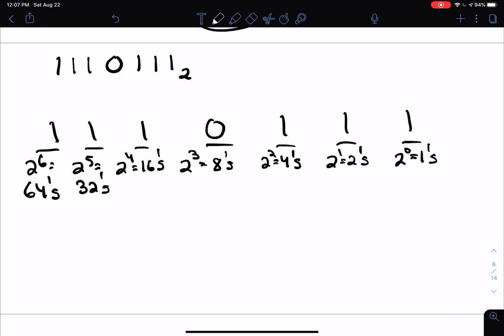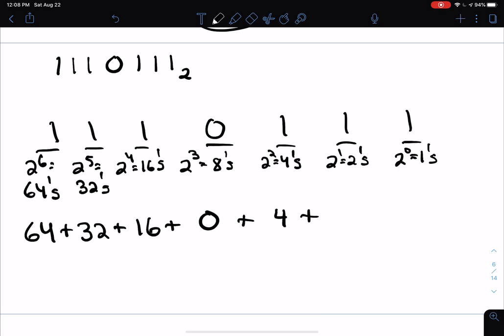All right, and since it's 1s and 0s, that gets really easy as far as multiplying and adding. 64 times 1 is 64. 32 times 1 is 32. 16 times 1 is 16. 8 times 0 is 0. 4 times 1 is 4. 2 times 1 is 2. 1 times 1 is 1. And then add those up: 64, 96, 112, 116, 118, 119.